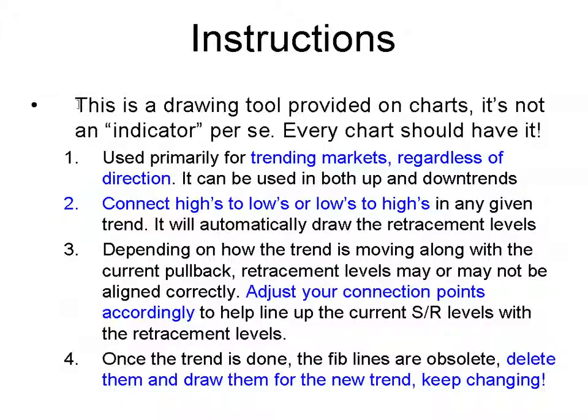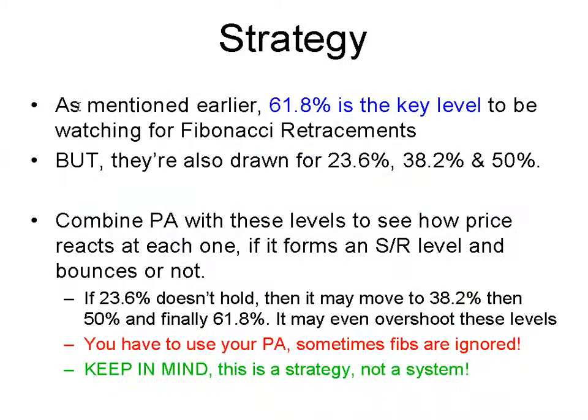Back to the PowerPoint. So the strategy is this. So 61.8, as mentioned previously, is the key level for these fib retracements, but they're also drawn, as you saw on the chart, for 23.6, 38.2, and 50% levels. These levels aren't used that much by traders, but if you want to, you can try using them. Like on the chart that I just showed you, some of them stopped at 23.6 and some of them stopped at 50. So you have to just watch the PA and see what happens.